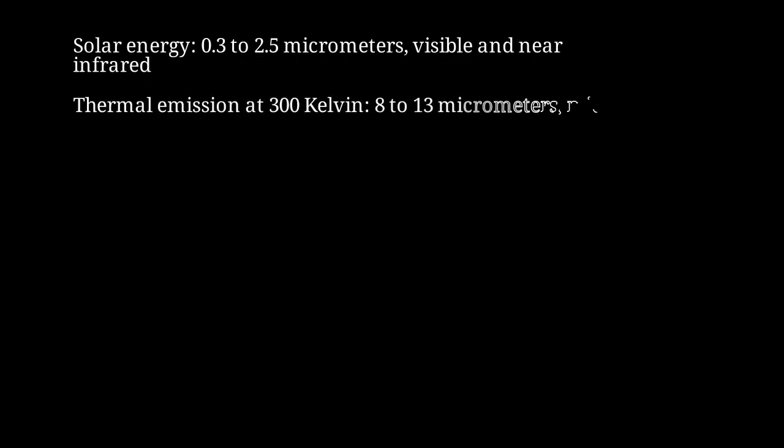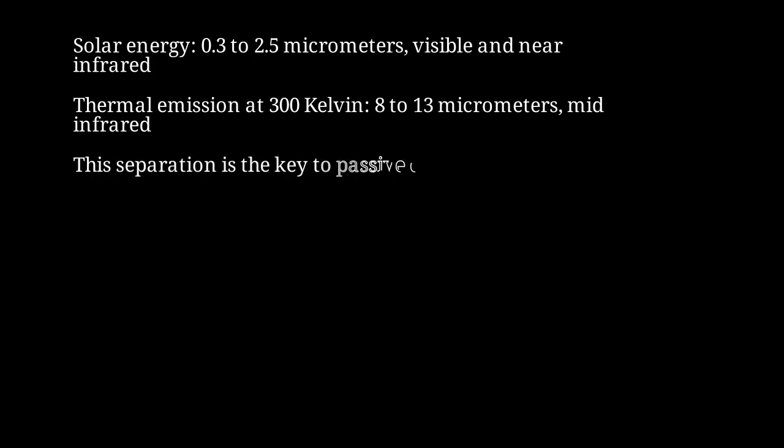A surface at 300 Kelvin, which is about room temperature, emits primarily between 8 and 13 micrometers in the mid-infrared. This spectral separation is absolutely critical. It means we can engineer a surface to behave very differently in these two wavelength ranges. But there's another critical phenomenon we must consider.